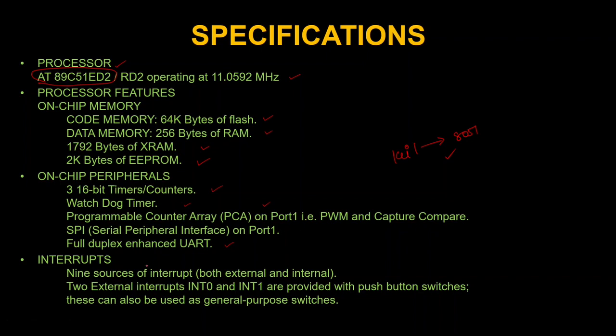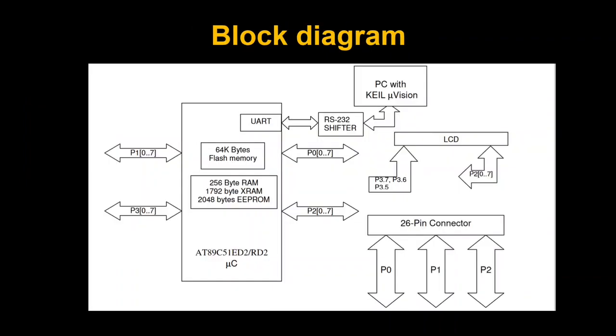Specifically, in terms of interrupts, we have 9 sources of interrupts. Two interrupts are available as push buttons on the kit itself, interrupt 0 and interrupt 1. These push buttons can be enabled, and we can see them on your kit. We can use them for any application while programming. In the block diagram, you can see all the communications, and all the memories are interfaced with the AT89C51ED2 microcontroller.